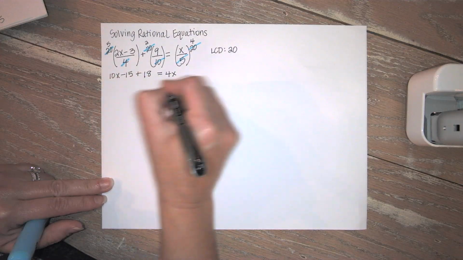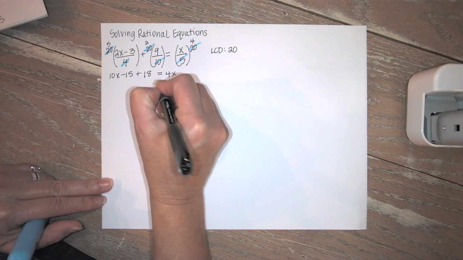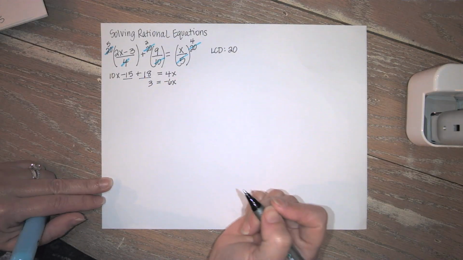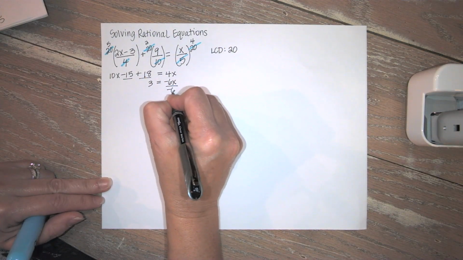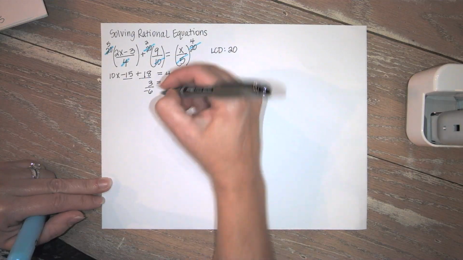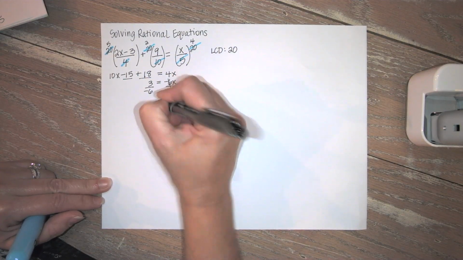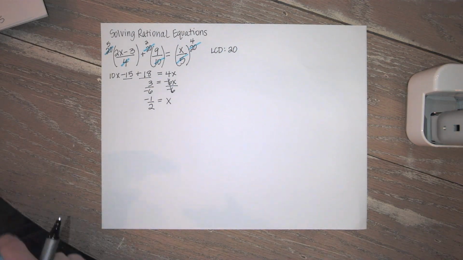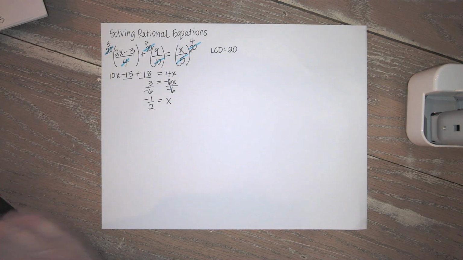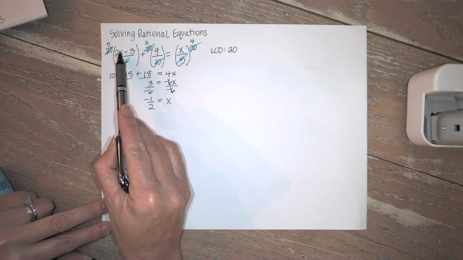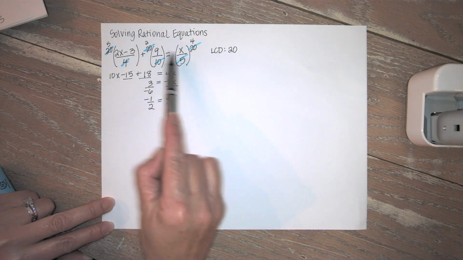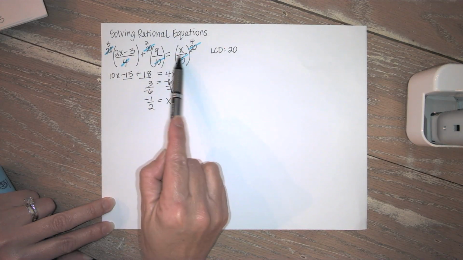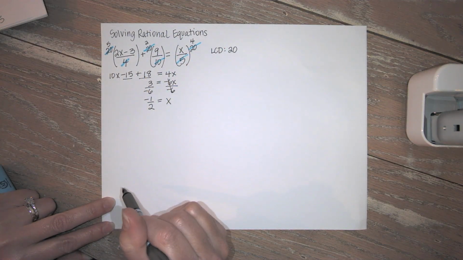I'm going to move my x's over to this side, so I'm going to have negative 6x on this side. I'm going to combine my like terms, which is going to give me 3. And then to solve for x, I'm going to divide by negative 6 on both sides. And that's going to give me negative 1/2. So that is my answer for x for this rational equation. If I were to plug negative 1/2 back up in here in the place of x, here and here, and check this, it should be equal on both sides when I work it out.